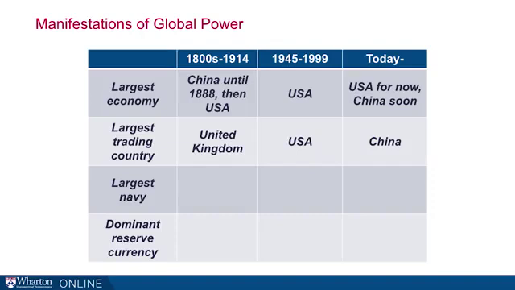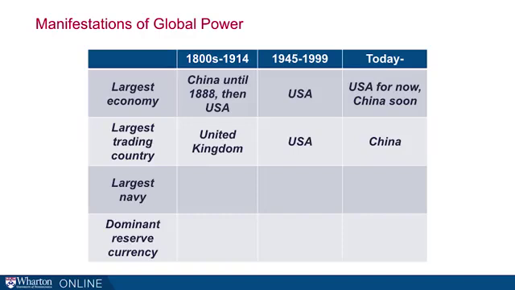Now, the next question that I asked you was, which country had, during each of these time periods, the largest navy? The largest navy, of course, is important when it comes to the global economy, because the country with the largest navy can impose its rules of trade onto the rest of the world, and can patrol and protect the trading routes, and can also protect the investments.